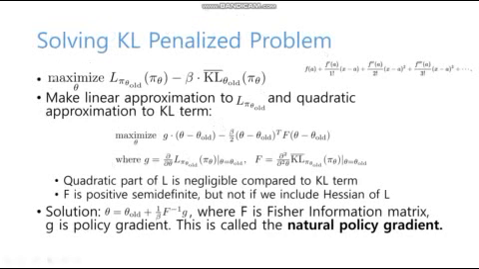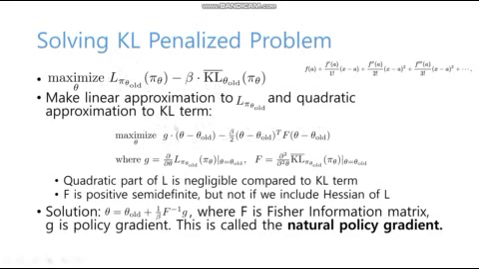Now let me explain how to solve the KL penalized problem. This was the optimization problem: maximize over theta the surrogate loss minus beta KL. We make two assumptions. We make a linear approximation to L and a quadratic approximation to the KL term. That is, this whole problem becomes this.